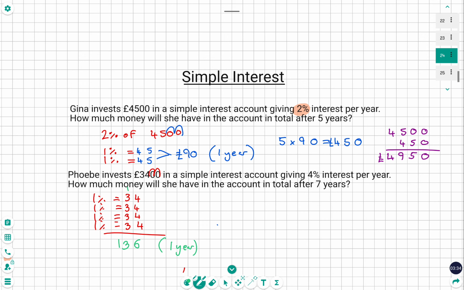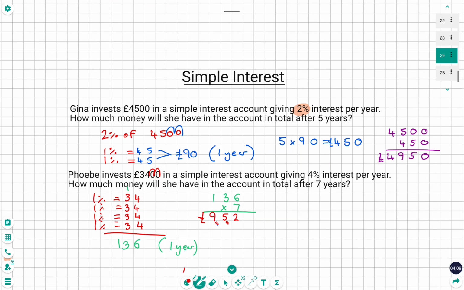Now, I don't want 1 year, remember. I want 7 years. So 136 multiplied by 7 is the calculation I'm looking for. So 7 times 6 is going to give me 42. So 2, carry 4. 7 times 3 is 21. 21 plus 4 is 25. Carry 2. 7 times 1 is 7. Plus the 2 is 9. So I've got £952, and that is my interest.